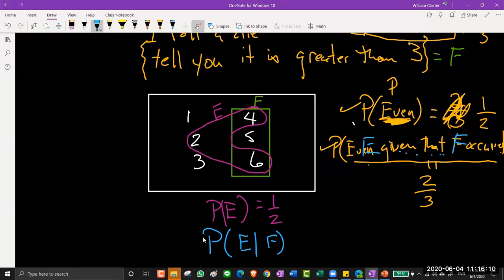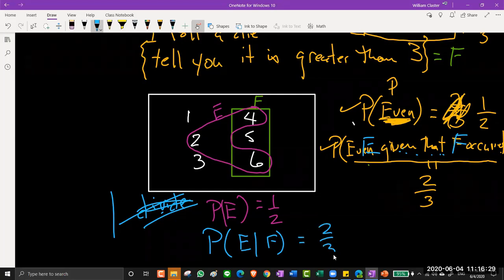So this straight line has nothing to do with divide. It's just a straight line. It means given that. So it's the probability of E given F. Okay? So that's what that means. And the answer to this is correct, 2/3. Okay, so why was it 2/3?